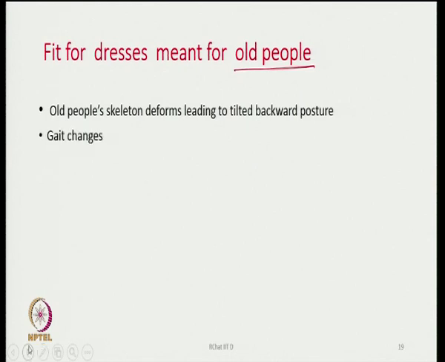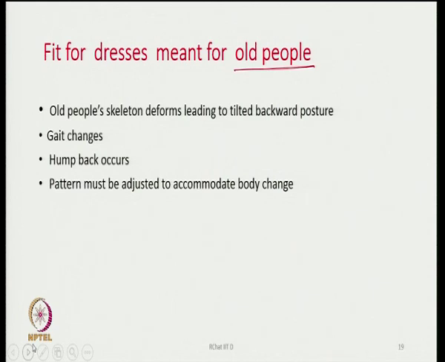Old people's skeleton deforms, leading to tilted backward postures. This is very, very common. So, the gait of the person also changes, hump back occurs, and the pattern must be adjusted to accommodate the body change in these cases in order to have proper fit. So, the garment meant for old people will be different in design than the garment meant for normal populations.